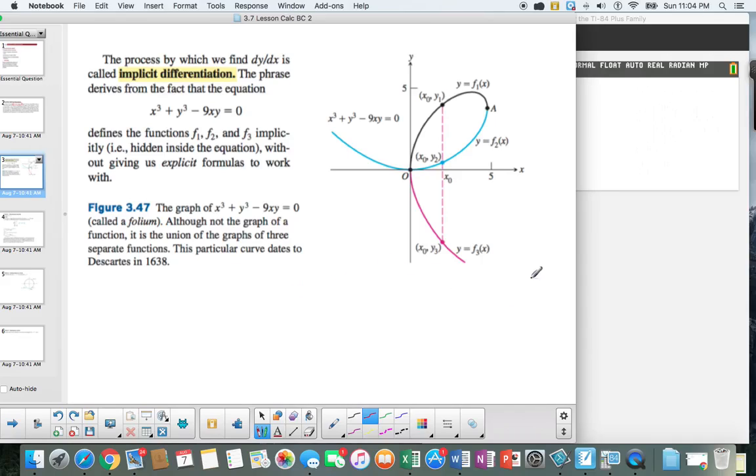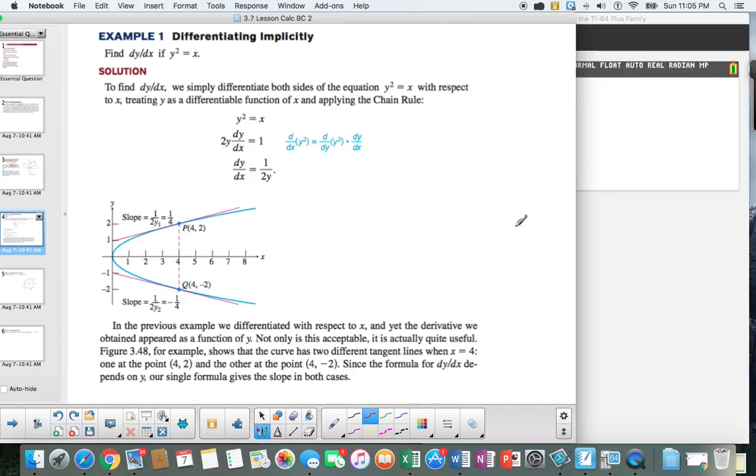We can see it's not even a function, but we could divide the graph into three functions. We could divide it into function 1, function 2, and function 3. But again, trying to find the explicit form for these functions will be difficult. Let's talk about differentiating implicitly.